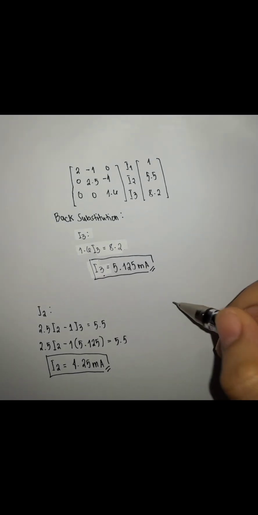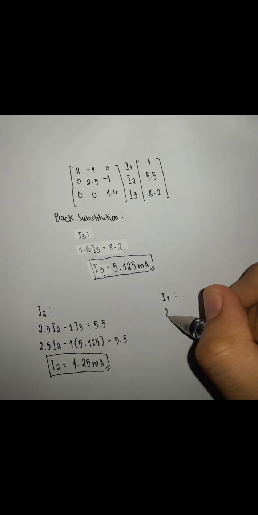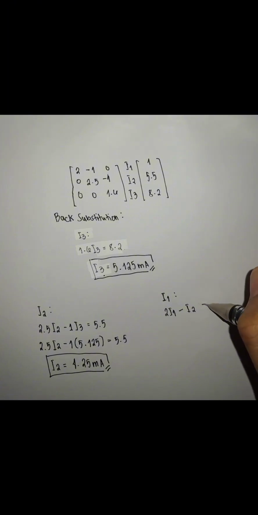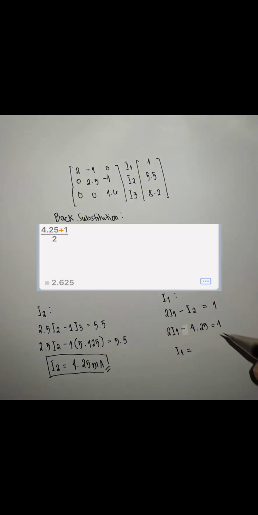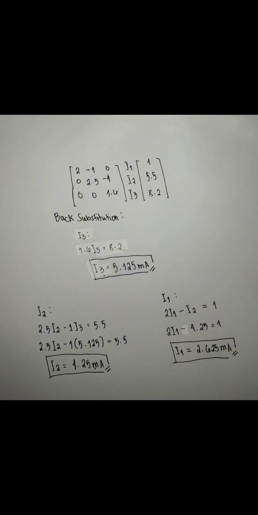So solving for row 1, I1. So solving for I1, 2 I1 minus I2 is equal to 1. We will now substitute I2. 2 I1 minus 4.25 is equal to 1. I1 is equal to 2.625 mA. So this is now our final answer.